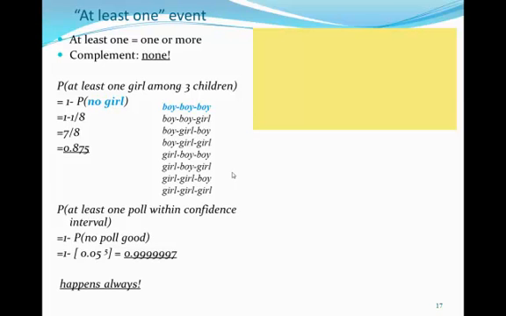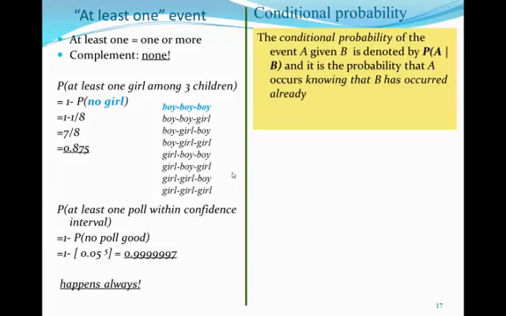So let's go back to conditional probability a little bit more. The conditional probability of an event A given B is denoted by probability A, vertical line B, and it is the probability that A occurs, knowing that B has occurred already. So probability of A given B equals the probability of A and B divided by probability of B.